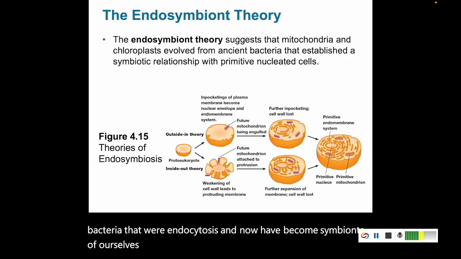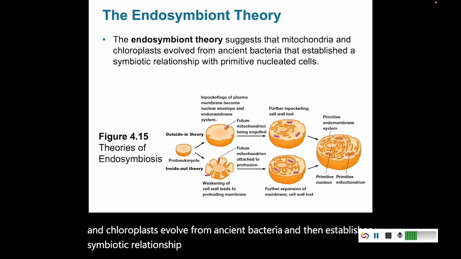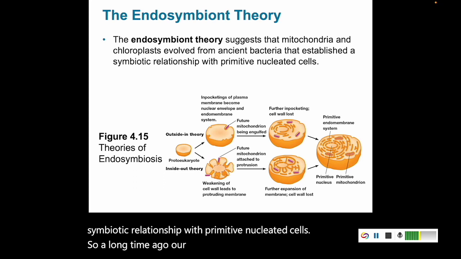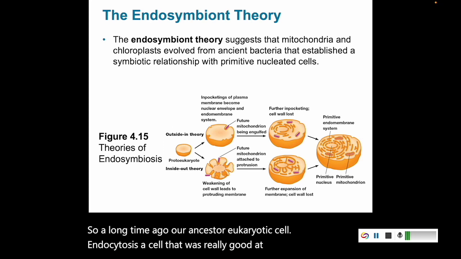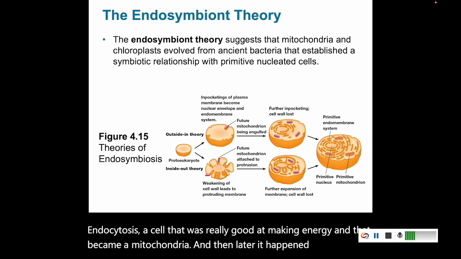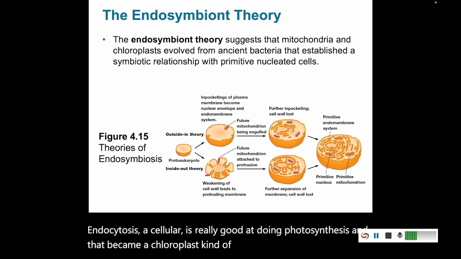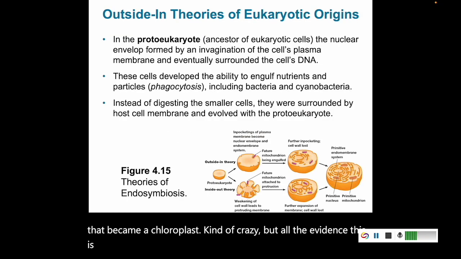So the endosymbiotic theory suggests mitochondria and chloroplasts evolved from ancient bacteria and then established a symbiotic relationship with primitive nucleated cells. So a long, long time ago, our ancestor eukaryotic cell endocytosed a cell that was really good at making energy, and that became a mitochondria. And then later it happened again. It endocytosed a cell that was really good at doing photosynthesis, and that became a chloroplast. Kind of crazy, but this is what all the evidence points to.